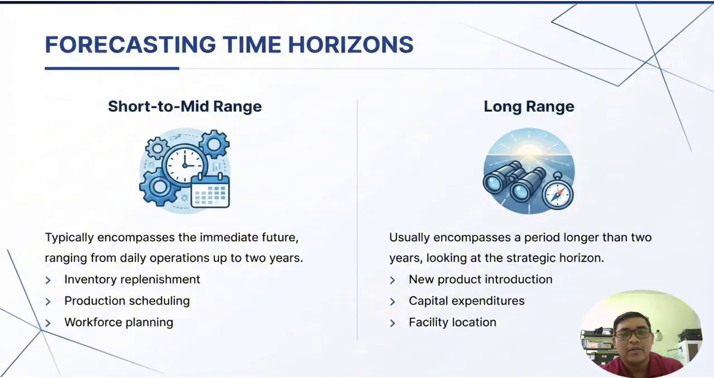Second, long range. Long range forecasting covers a period longer than 2 years and looks at strategic decisions. It helps with new product introduction, such as planning products that we will launch in the future. Capital expenditure, meaning long-term investment such as buying new machinery. Facility location, deciding where to place a new factory or warehouse.